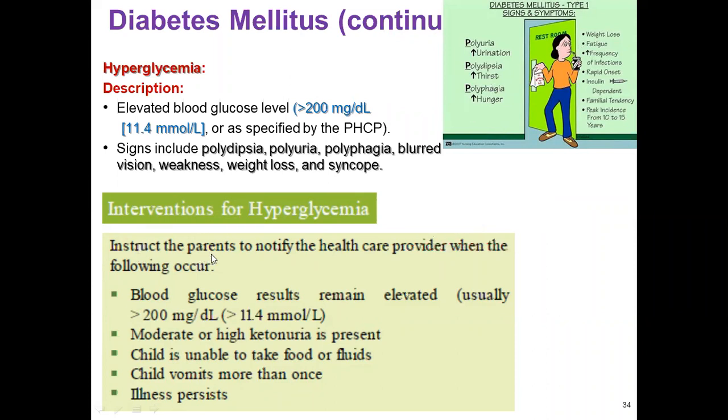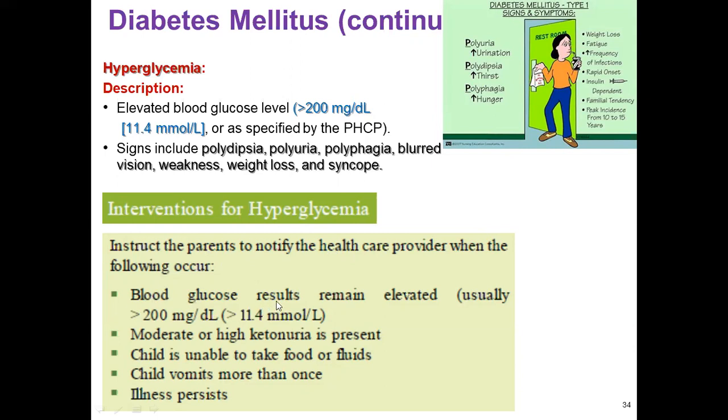So instruct the parents to notify the healthcare provider when the following occur. What does it mean, following? In case of hyperglycemia, educate the patient about the insulin and how to administer the insulin, right? And it is important to teach your patient during sickness. So instruct the parents to notify the healthcare provider when we can see the following.